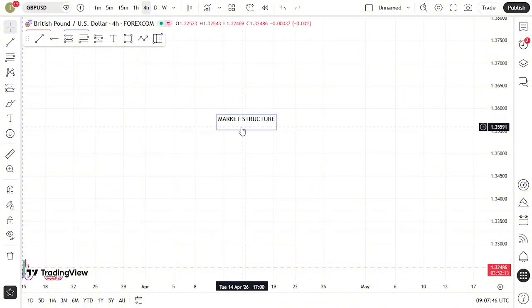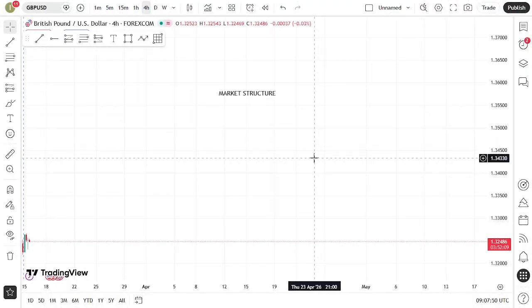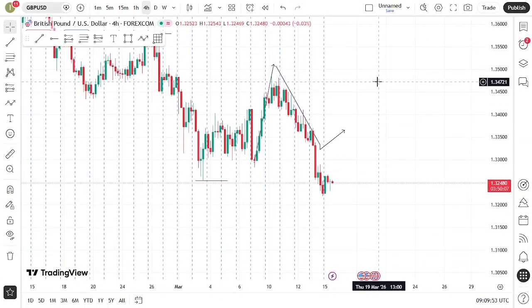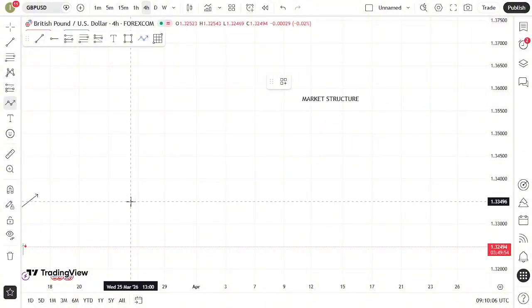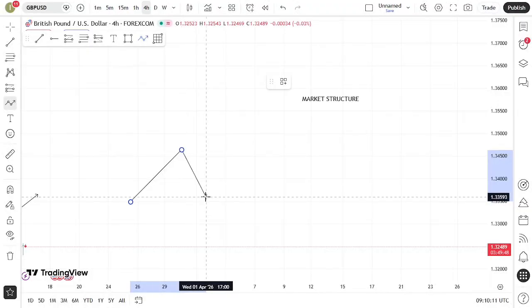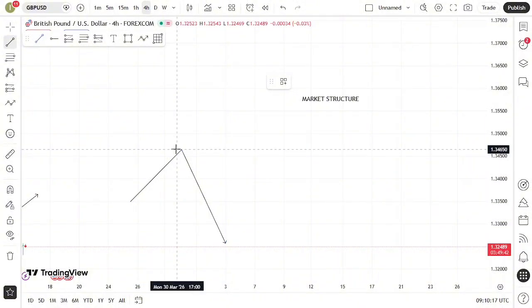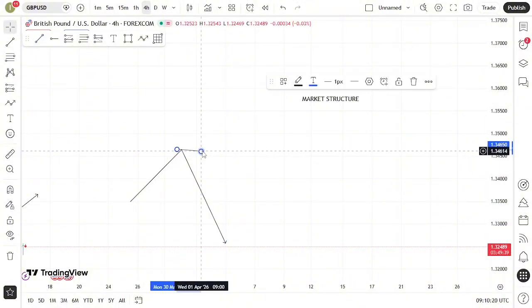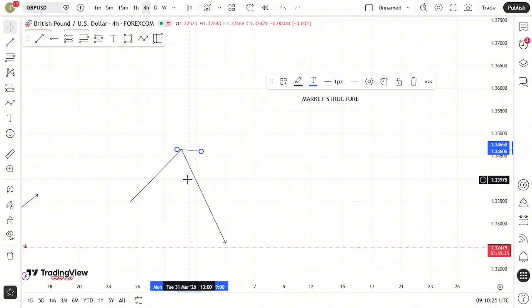What market structure actually means. Market structure is simply how price moves on the chart. Let's start with the basics. When price moves up here like this and then turns back down like this, this very point you're looking at right here is called your high, or your peak point.